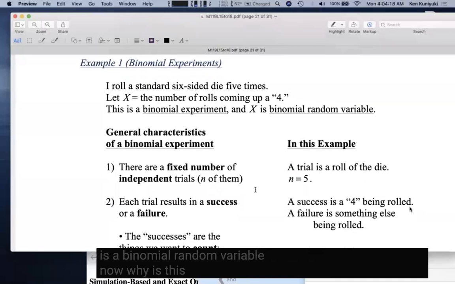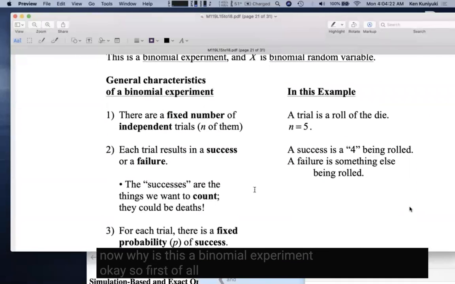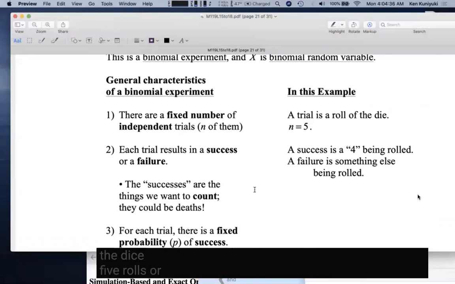Now why is this a binomial experiment? First of all, and don't worry, you won't be tested on this, but you need to know a binomial experiment when you see it. Number 1, we see a fixed number of independent trials. In this case, for the dice, 5 rolls or 5 dice. For Monty Hall, it was 18 rounds for each of the student teams. Number 2, each trial results in either a success or a failure.